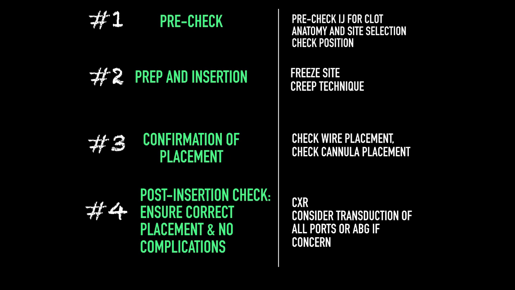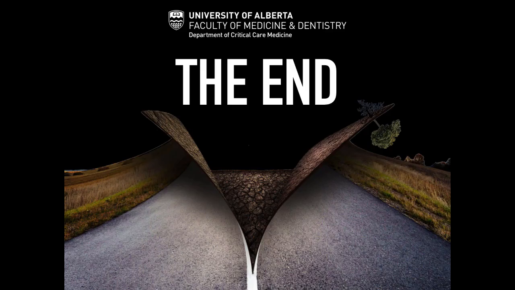That goes through our list from our pre-assessment, from our preparation and insertion, confirmation of placement, and our post-insertion check. Again, we can do an X-ray. There are also additional techniques in ultrasound, such as ruling out pneumo and hemothorax, that have not been covered in this tutorial, but will be covered in another tutorial. You can also transduce the ports for pressure if there's concern about unintentional arterial cannulation, and you can also send off a blood gas. Thank you for listening.